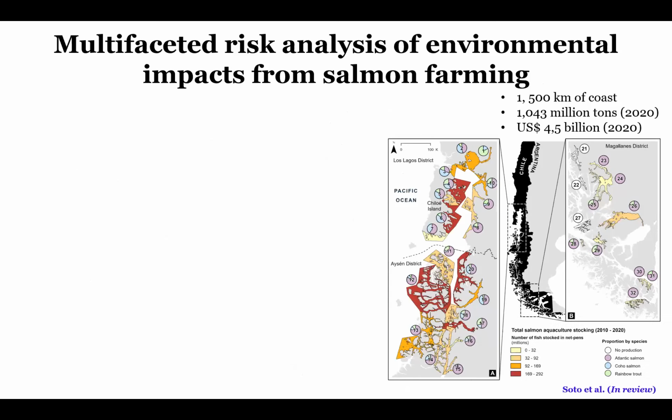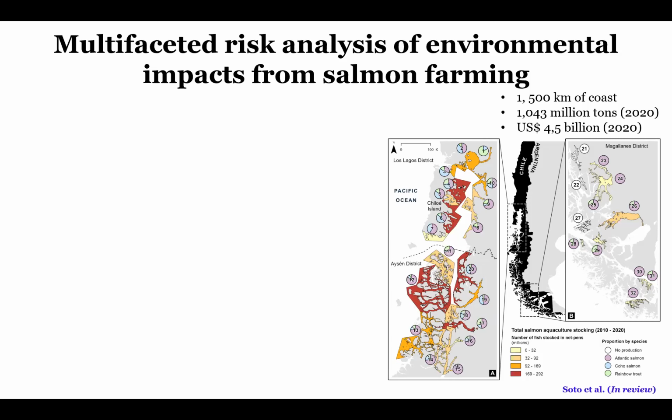The problem in salmon farming is these are the areas in southern Chile where the salmon farms are distributed. There are different salmon species being cultivated, including Atlantic salmon from Europe and the east coast of the US and North America, coho salmon from the Pacific coast, and rainbow trout from the Pacific coast too.